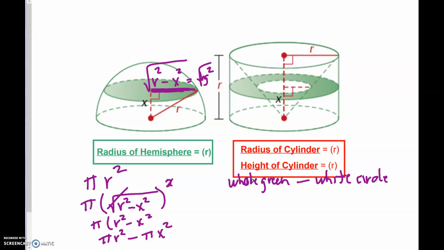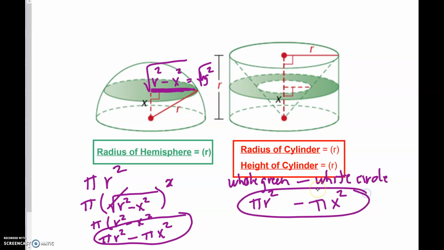All right, so the whole green, it looks like that is going to be pi r squared, because we know that radius is r squared. And then we don't know what that one is in the white, so we're just going to have to call it a different value. So we're going to call it pi x squared. Now, if you look, those two cross sections taken at the same place, those two are equal.